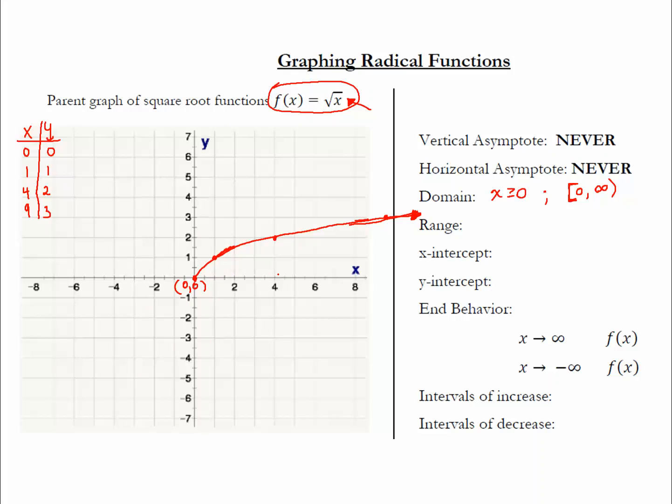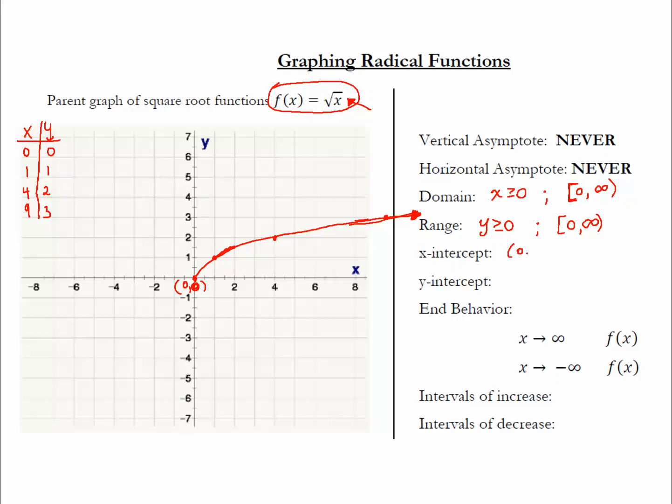Okay, all positive x's give you a positive y. You never get a negative y. So the range, the lowest y value that you can have is 0, or this value. So the y has to be 0 or greater than 0. Another way of writing this in interval notation is saying starting from 0 all the way to positive infinity.